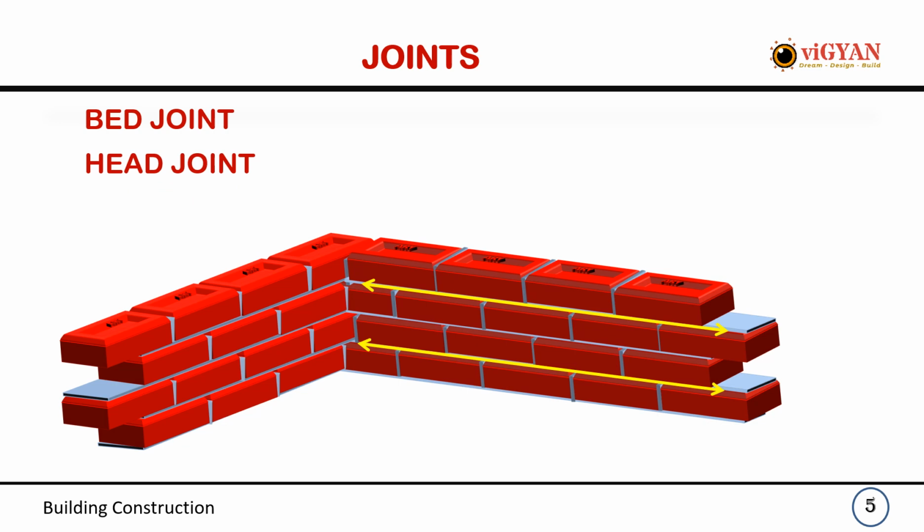Head joint. When a number of bricks in each course or layer are bonded together by means of mortar, joints which are vertical in nature are referred to as head joints. So we can see a number of head joints.